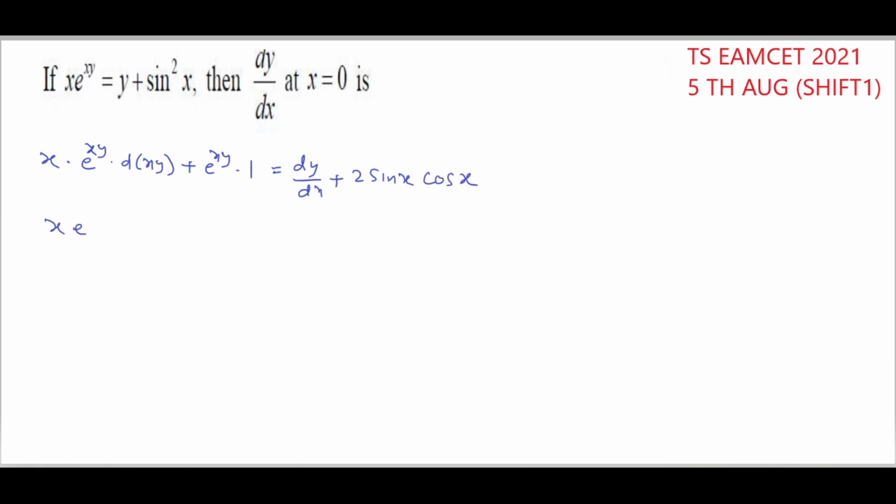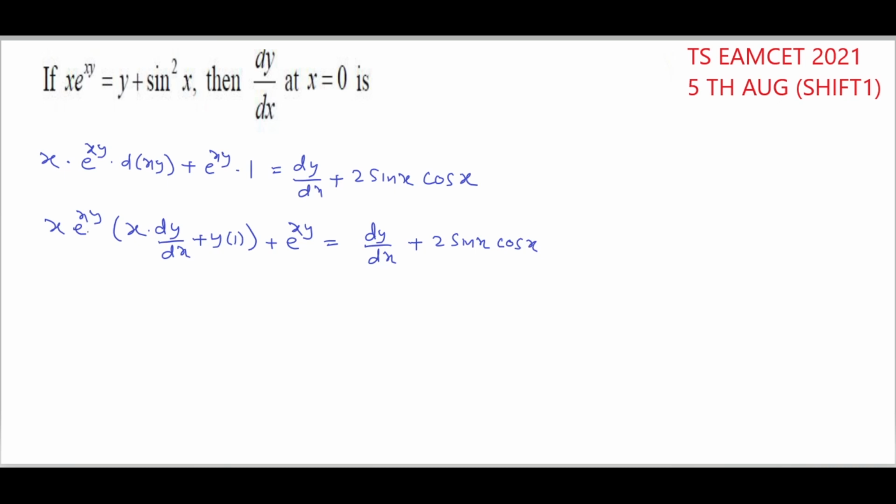So x e to the power of xy into derivative of xy, that is x into y differentiation dy by dx plus y into x differentiation 1, plus e to the power of xy is equal to dy by dx plus 2 sine x into cos x. This is dy by dx at x equal to 0. That means substituting x equal to 0 in this equation.